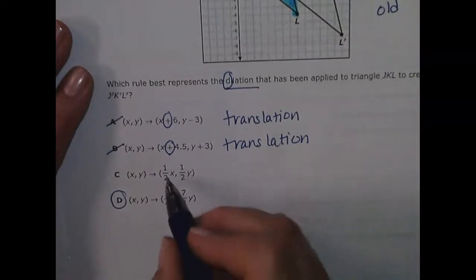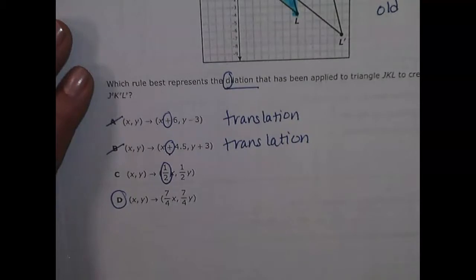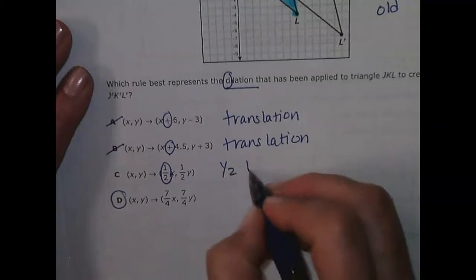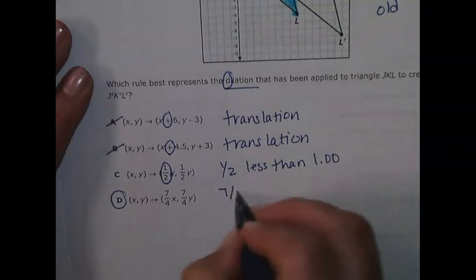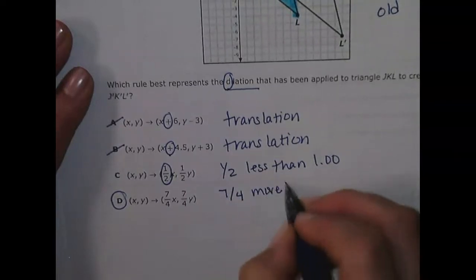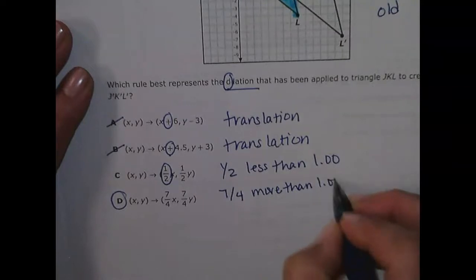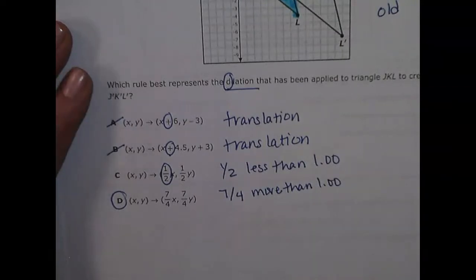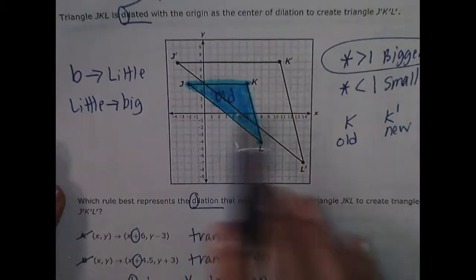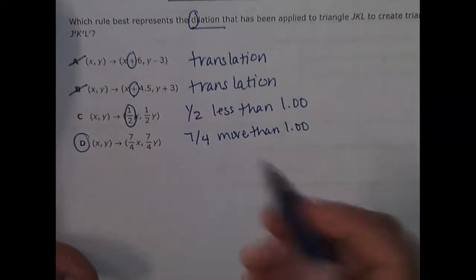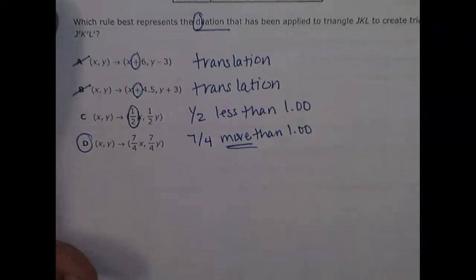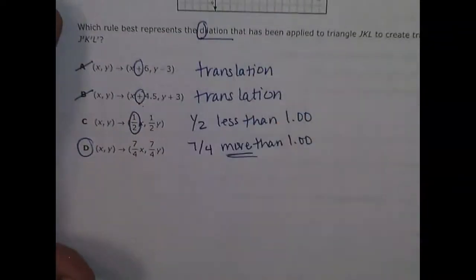Next. What happens when you multiply by half? You should know your fractions. What is half? Is it more than 1 or less than 1? Half is less than 1. What is 7/4? More than 1. Do you want this thing to get bigger or smaller? Here's the old one, and this is what I want it to do. You're making it bigger. Do you multiply by half, or do you multiply by 7/4? Which one makes it bigger? Well, here's a hint. Use that word there. Answer is D. We don't pick adding for dilation.